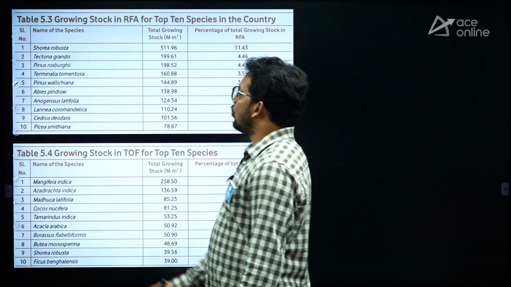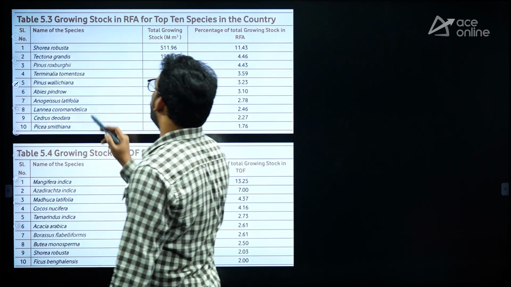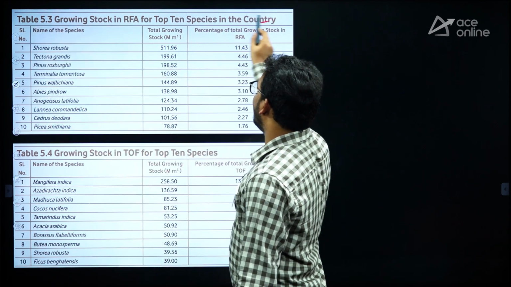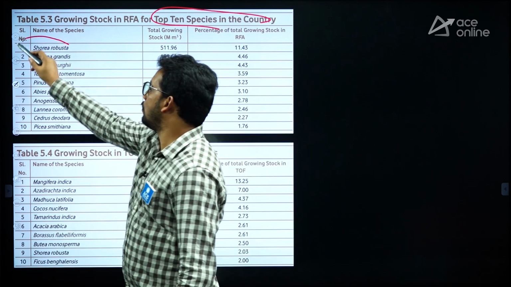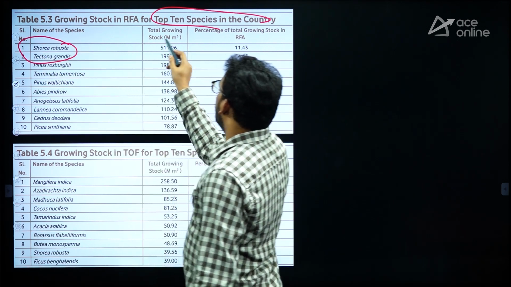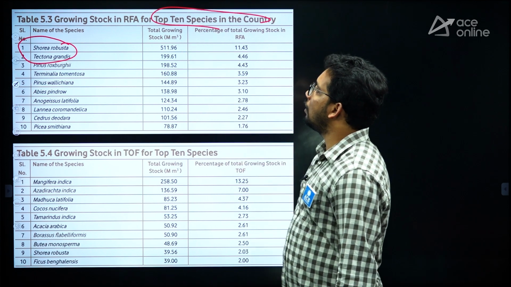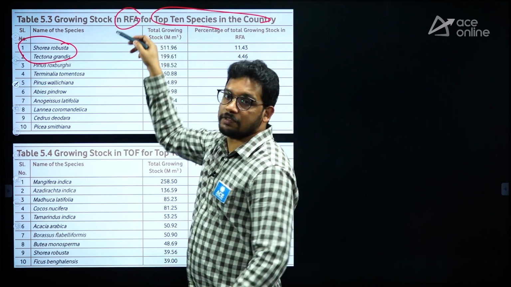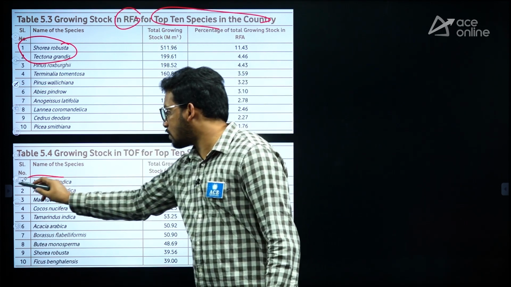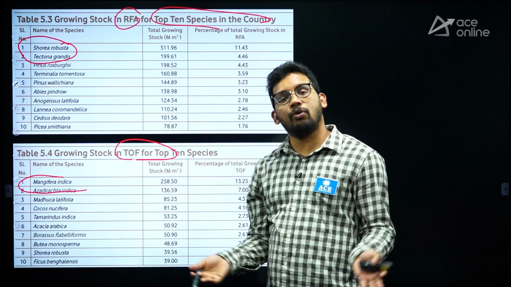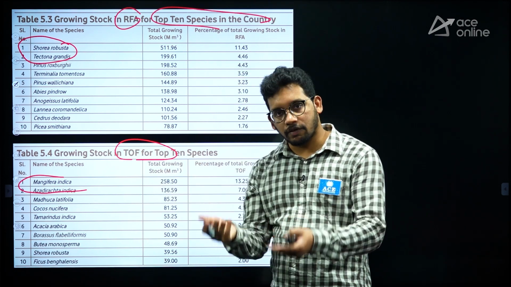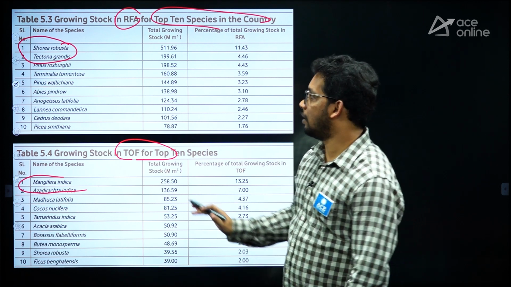Fine. Now growing stock, as I said, volume. Top 10 species, you don't need to remember all the species, at least top 2 you can remember. These are top 10 within reserve forest, that means within forest, and these species are tree cover, that means outside forest. So which are the most popular species inside the forest, outside the forest, you have to remember.